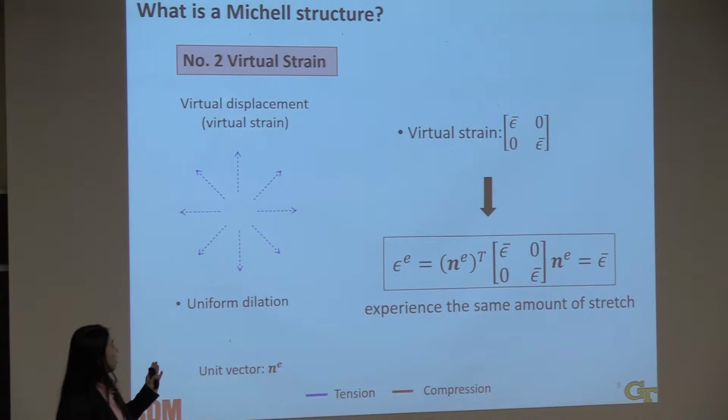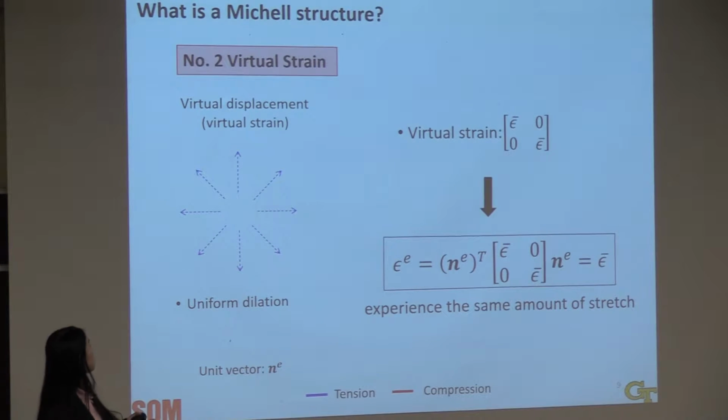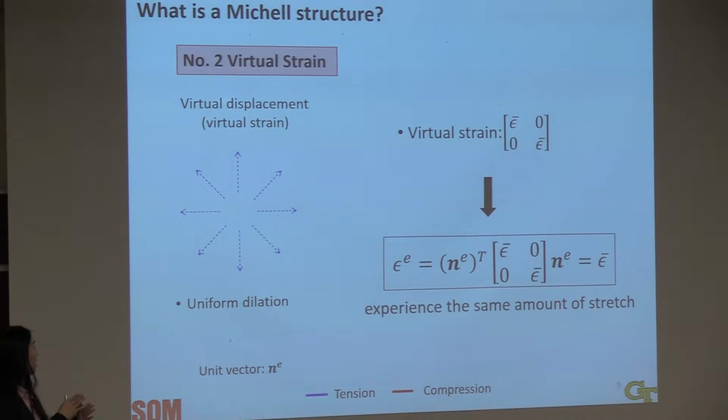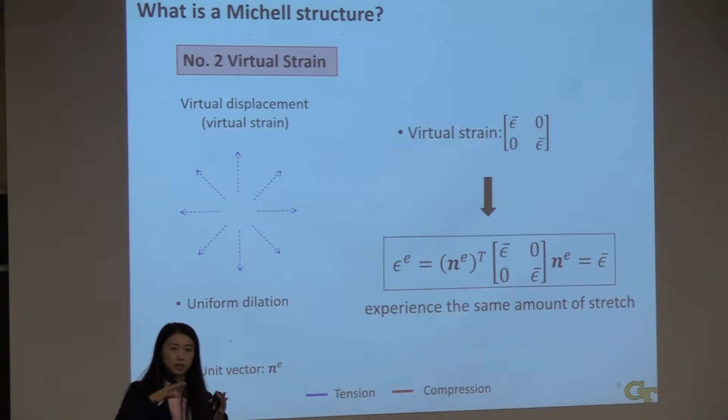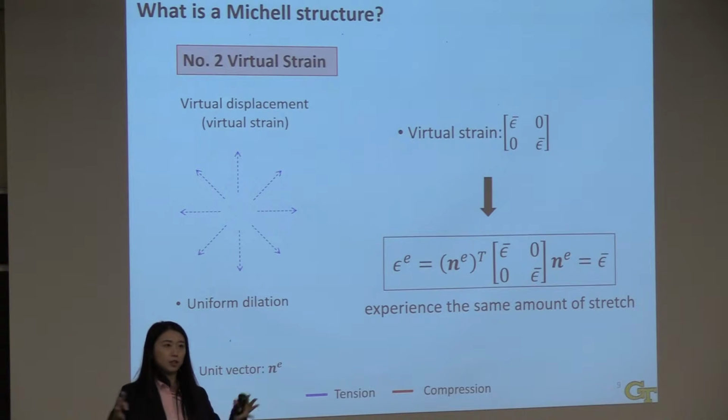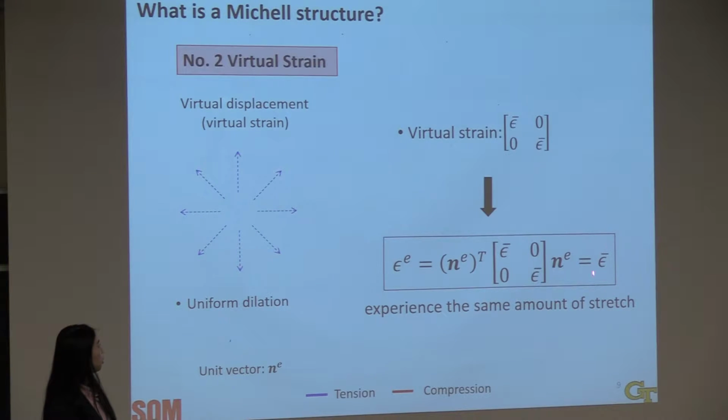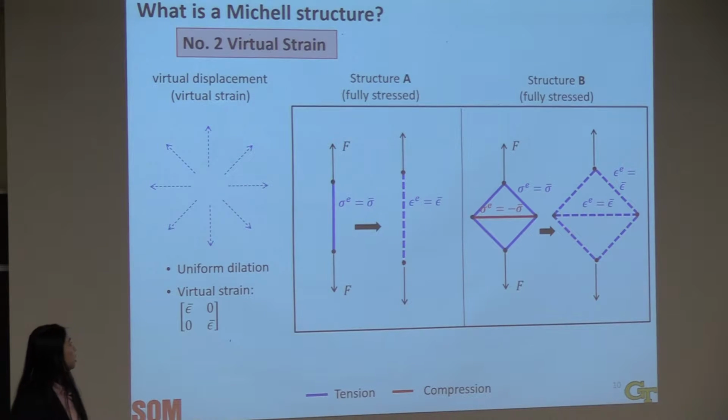The second condition is about the virtual strain field, which has to satisfy the second condition. Here we choose the virtual displacement or virtual strain field as this, which is a uniform dilation. By calculating the strain in each direction in this strain field, we can see that all the members will stretch equally, using this amount.